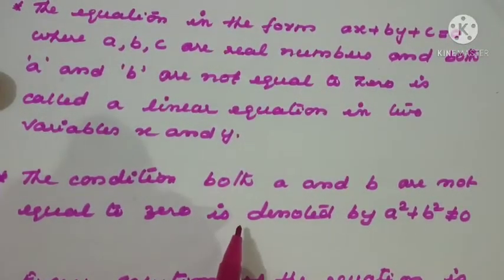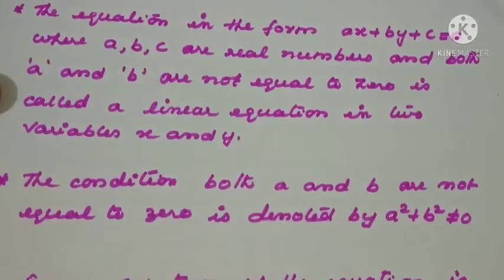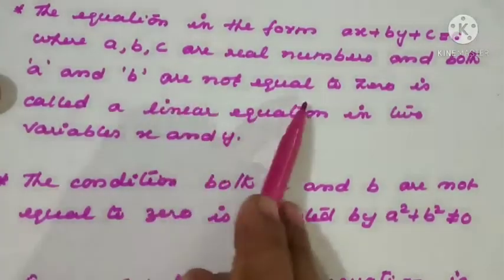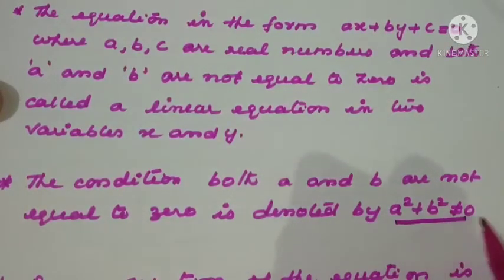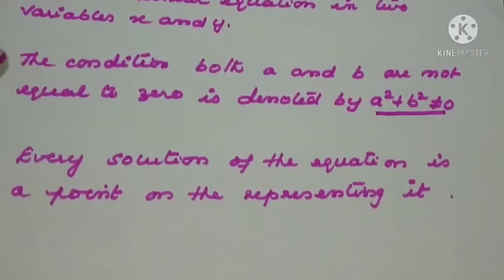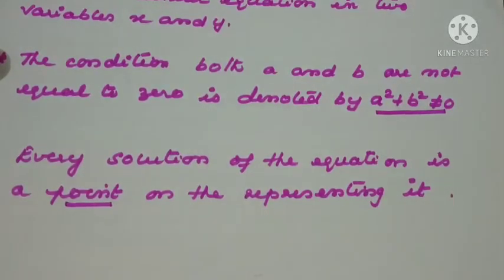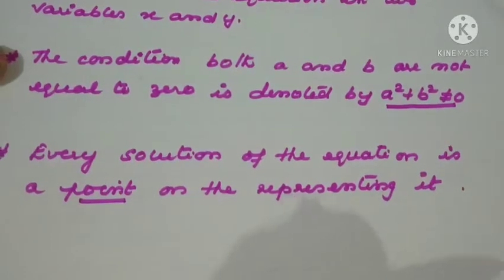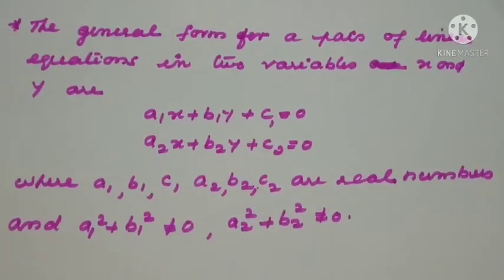First we said a not equal to 0 and b not equal to 0, then the sum of squares is also not equal to 0. So without repeating the sentence like this, we can write a square plus b square not equal to 0. Now what about solutions? Every solution of the equation is a point on the line representing it. When we are representing a line graphically, every point is a solution.